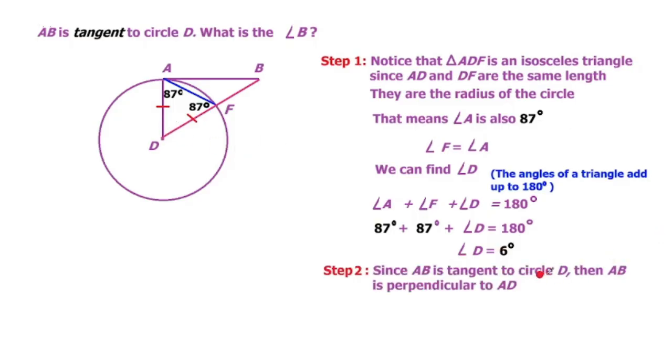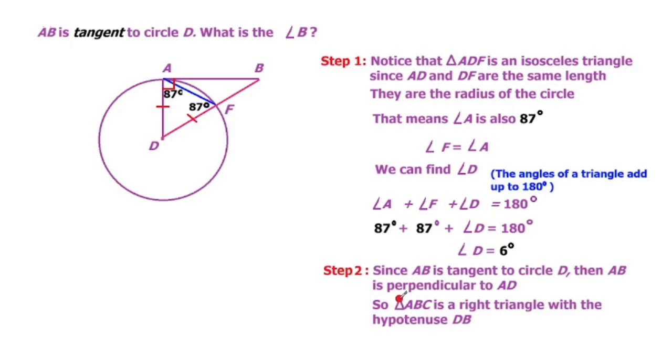So now, since AB is tangent to circle D, then AB is perpendicular to AD. So whenever we have a tangent line, that means that the radius touching this tangent line will be perpendicular. So that means this angle is going to be 90 degrees, this angle that goes to the purple line, okay? So we can see that this angle is 90 because of the little red box.